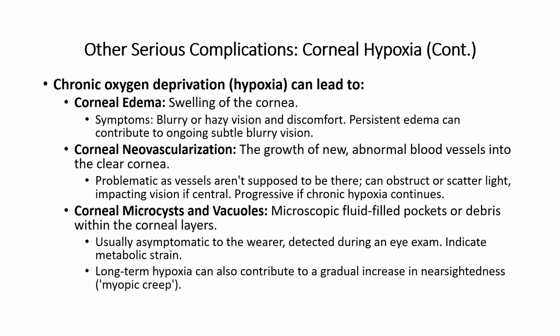Thirdly, corneal microcysts and vacuoles are microscopic fluid-filled pockets or debris within the corneal layers, indicating metabolic strain. These are usually asymptomatic to the wearer but are detected during an eye exam. It's also worth noting that long-term hypoxia can contribute to a gradual increase in nearsightedness, sometimes referred to as myopic creep.